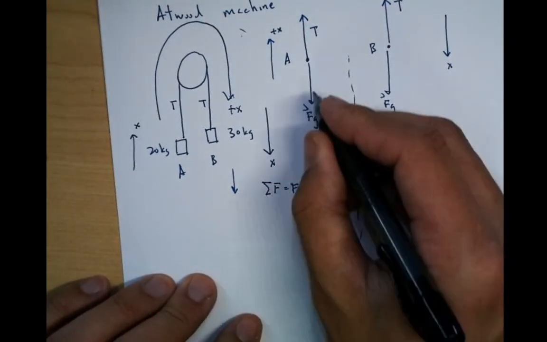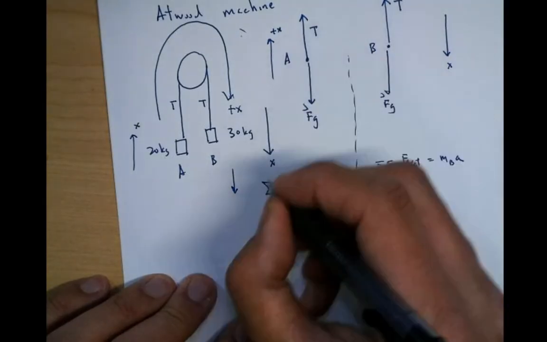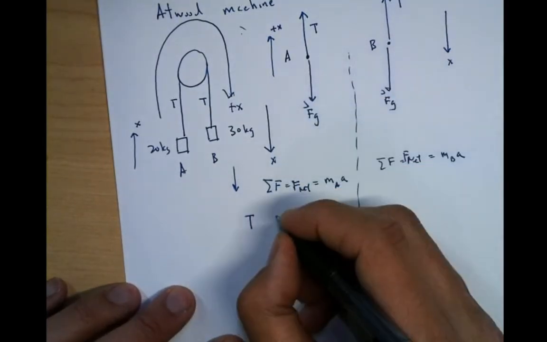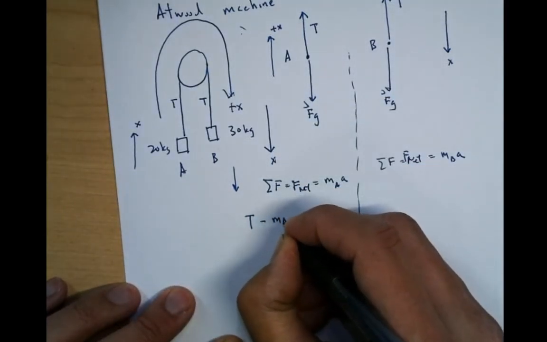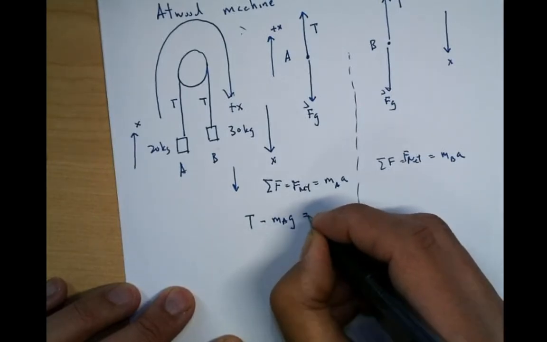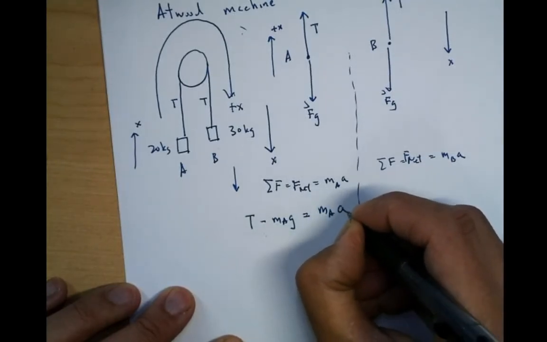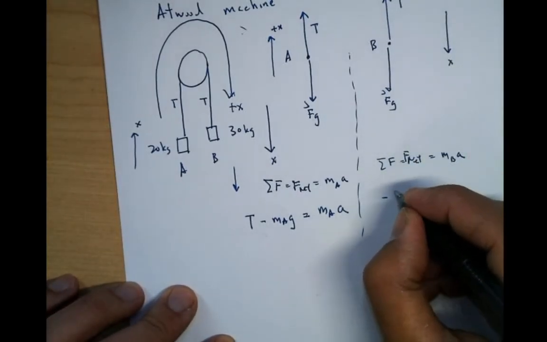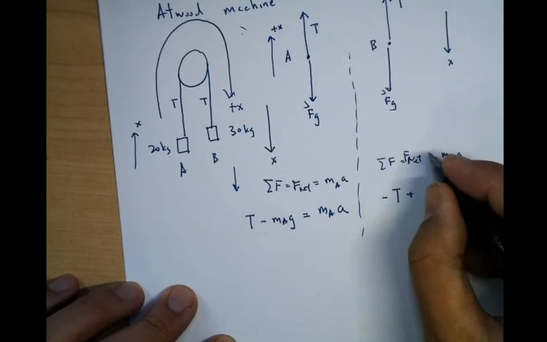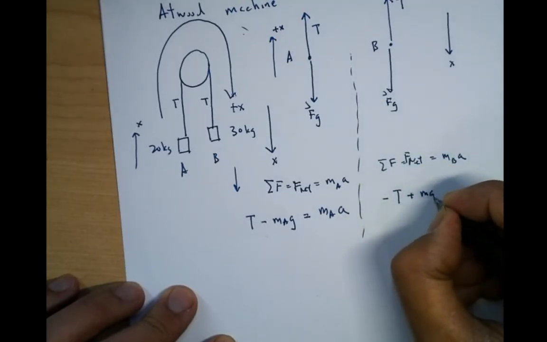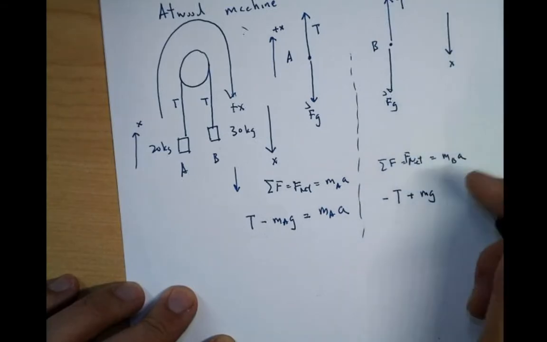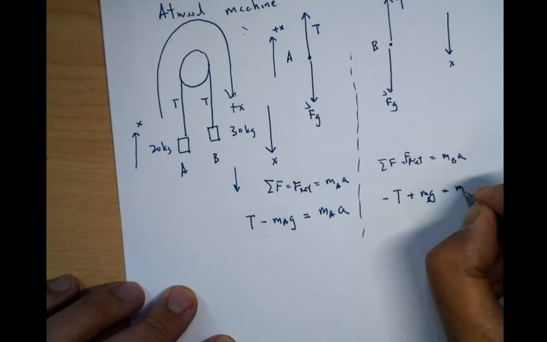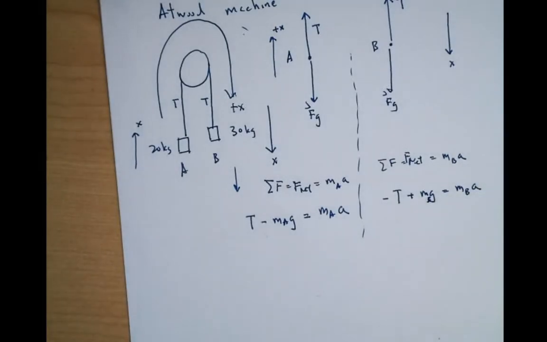So let's look at the forces here. There are two forces. The tension is in the positive direction, and the force of gravity is in the negative direction. So minus m_A g is equal to the mass of A times the acceleration. For this one, the tension is in the minus direction, minus T, plus m_B g, because gravity is pointing the same direction as positive x. That's equal to the mass of B times the acceleration.